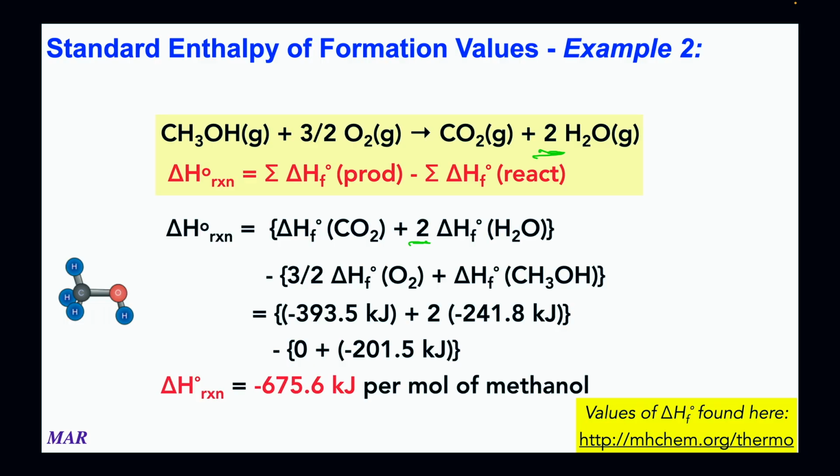There's CO2. We saw that earlier. No big deal. Here's water, but we're going to multiply it by 2. That's because in the balanced reaction, there's a 2 right there. From that, we'll subtract the reactants. Oxygen is 0. The CH3OH would be minus 201.5. So at the end of the day, your delta H value is minus 675.6 kilojoules per mole. Good to go. So burning alcohol, like methanol here, is usually exothermic. It's going to have a negative number.